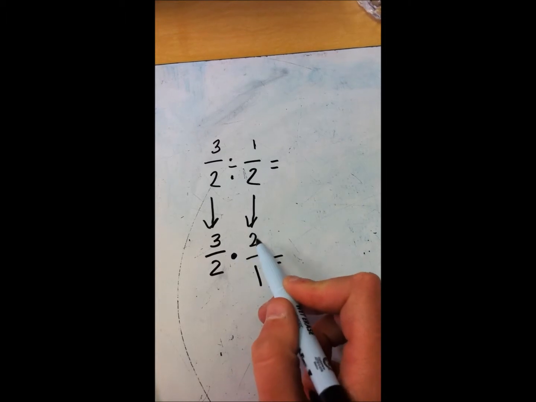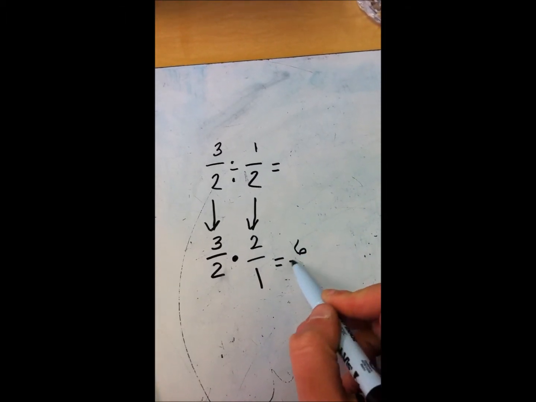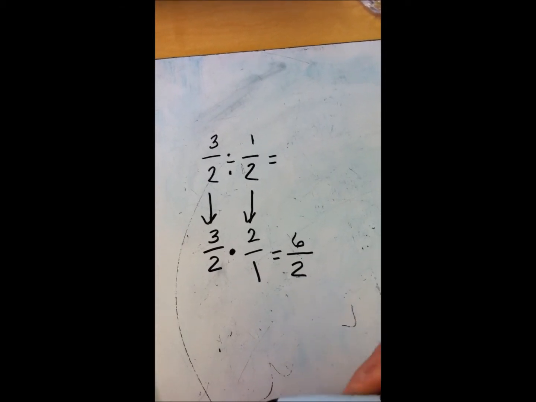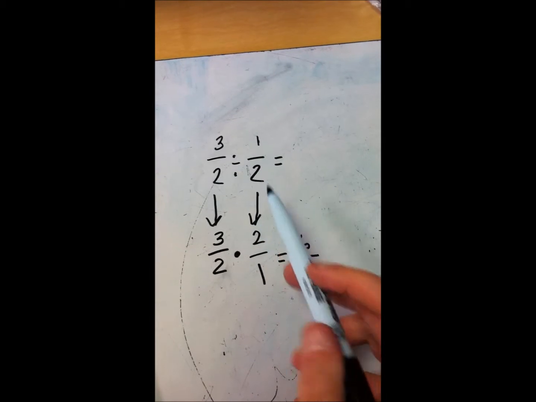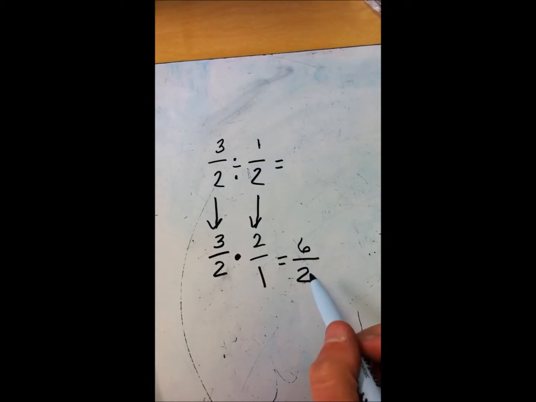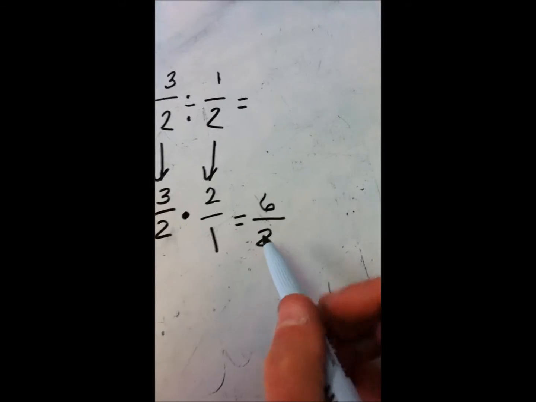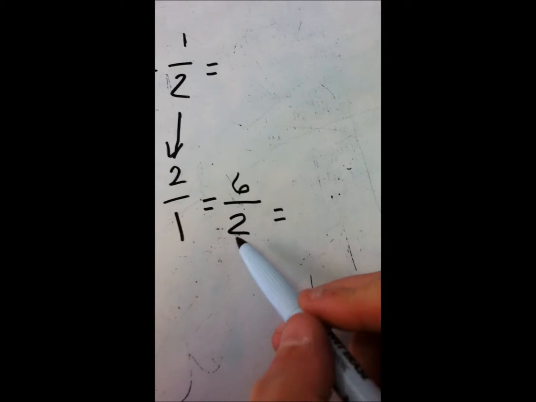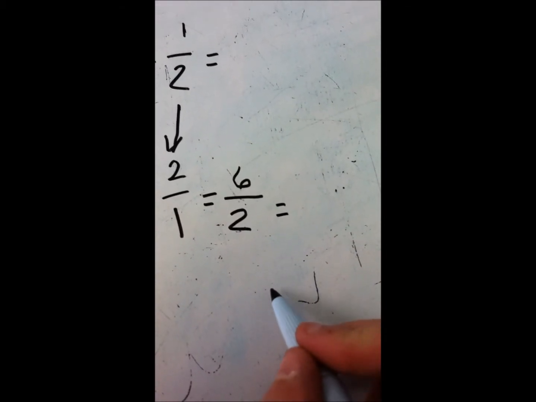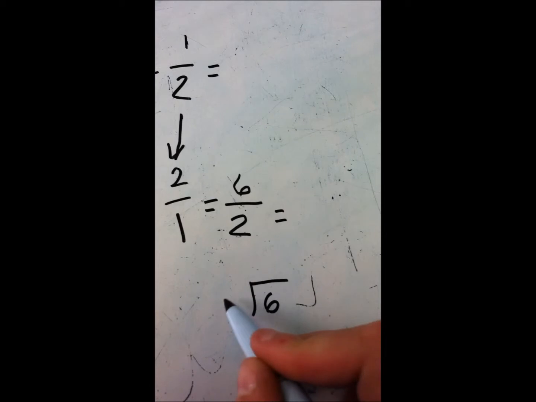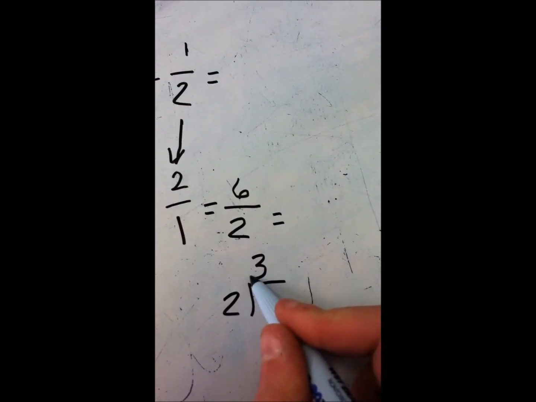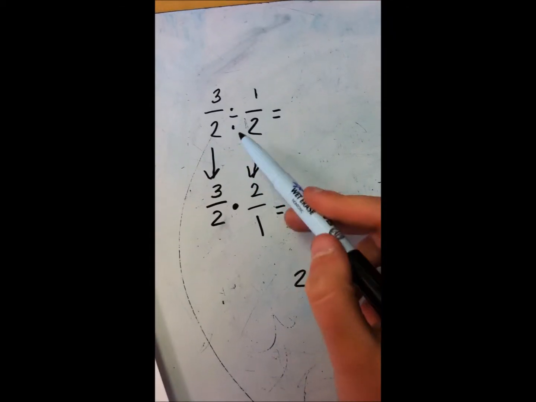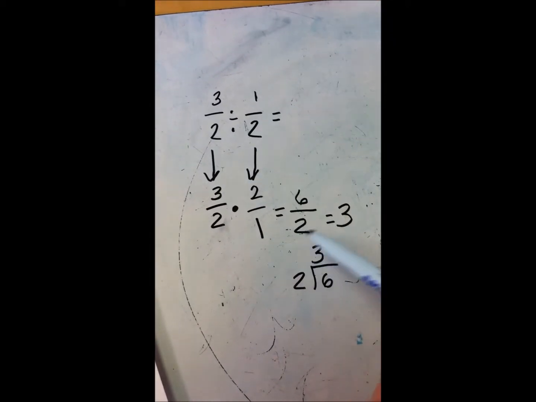3 times 2 is 6. 2 times 1 is 2. So 3/2 divided by 1/2 is equal to 6/2. Now, you want to take this 6/2 and make it more simple. Remember how we talked about turning improper fractions into mixed numbers? 6 divided by 2 is 3. So my answer, 3/2 divided by 1/2, is 3.